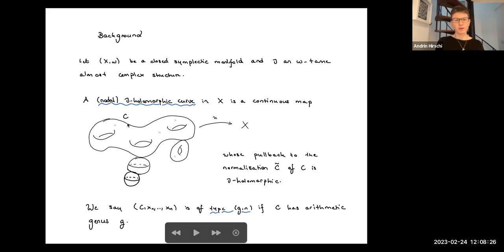We can also add marked points to our surface C, as you see here. And we require these marked points to always be in the smooth locus of C, so away from the singular points. And we say that (C, x1, ..., xn) is of type (g, n) if C has arithmetic genus g and you have n marked points. Now, the arithmetic genus, you simply get by smoothing out these nodes, replacing the node in a small neighborhood by a small cylinder, so you get just a topological surface, and then you count the genus of that to get the arithmetic genus.